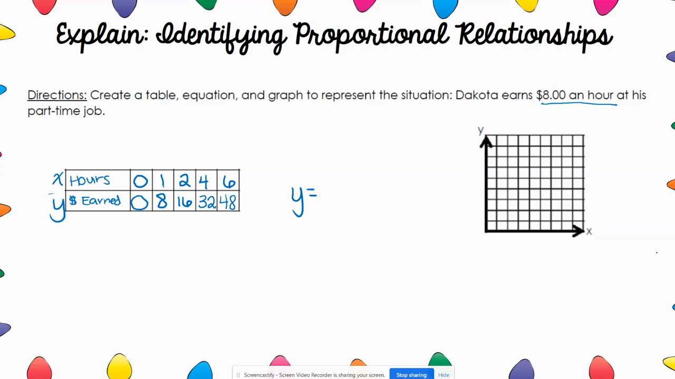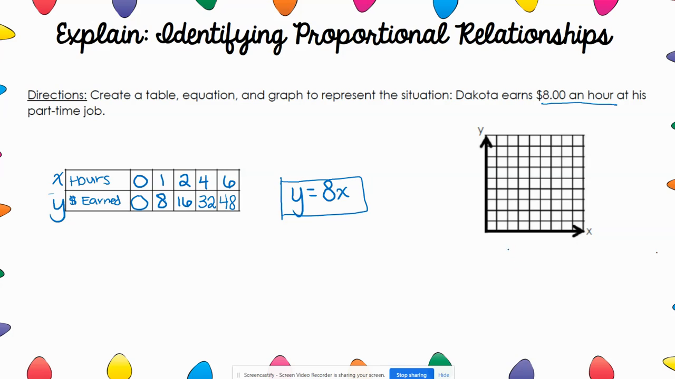Well, when I look at my table, I see that every time I'm going to take my x value, so I have 1 here, and I would multiply by 8. So 1 times 8 gives me 8. Then 2 times 8 is 16. 4 times 8 is 32. 6 times 8 is 48. So what we're doing is multiplying by 8 every time. So we're taking x and multiplying by 8. So the equation is y equals 8x.